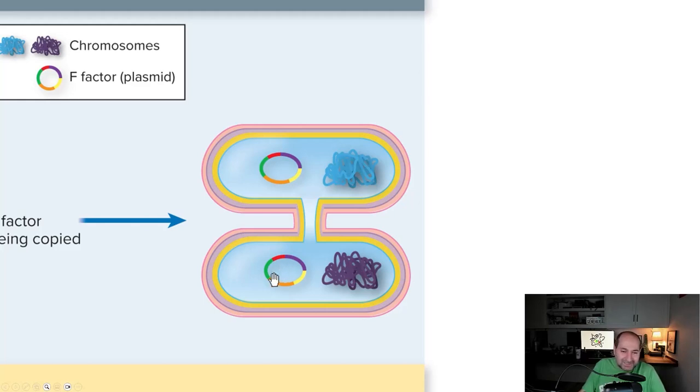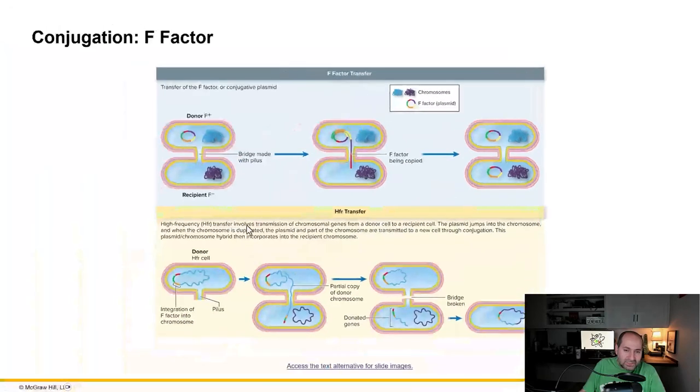And what's really neat, if it's the F factor that is shared, this bacterium is now capable of making its own sex pilus, and it's now capable of conjugating with other bacterium of either the same or different species. And this bacterium can now share that F factor with other bacterium. Isn't that neat? So through F factor conjugation, the donor cell shares the F factor with the recipient cell, resulting in 2 F positive cells.